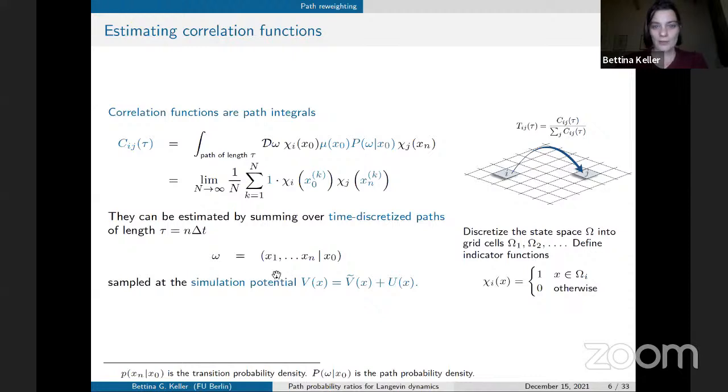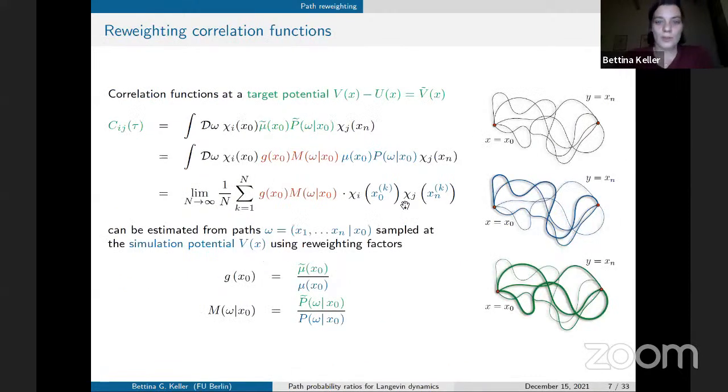Now path reweighting. This is what you would normally do if you simulate, and then you count the number of transitions and you get a rate or a transition probability. Now in path reweighting, you would like to estimate the rates of your target potential by analyzing simulations conducted at the biased simulation potential. You would like to have the rates of the green potential by looking at trajectories sampled at the blue potential.